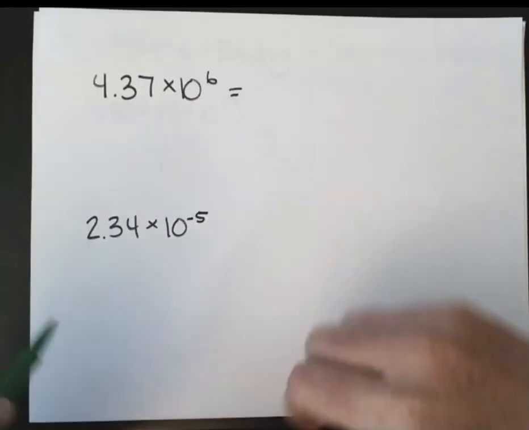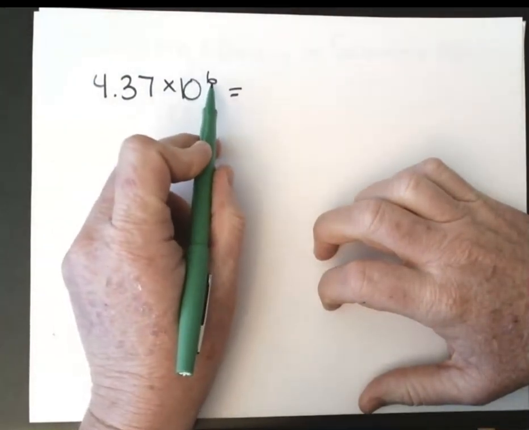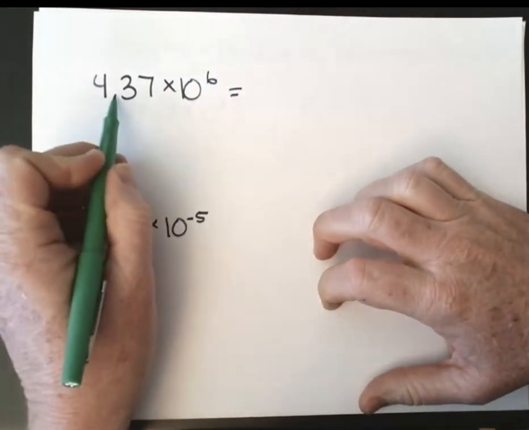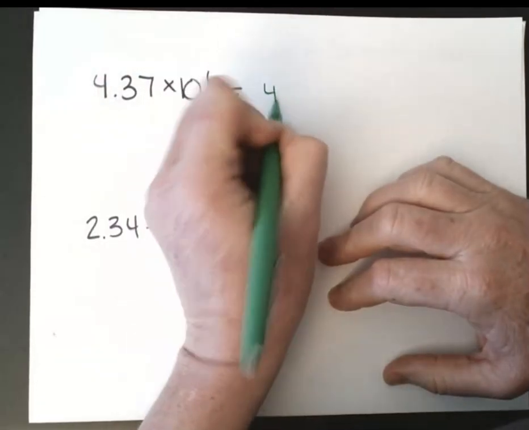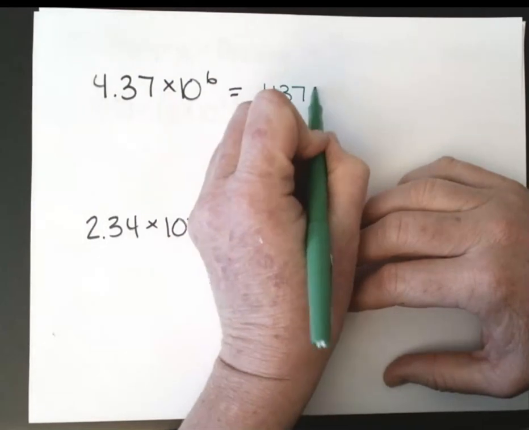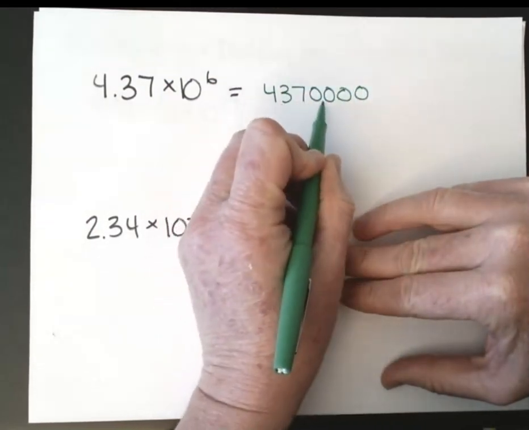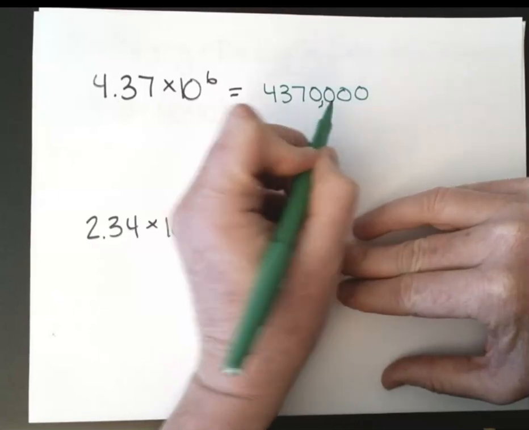Say I want to convert these into standard notation. So this is going to be a really big number. It's positive, so we're going to move the decimal 6 places to the right. So we're going to move it 1, 2, 3, 4, 5, 6, right? We have the decimal here. 1, 2, 3, 4, 5, 6.